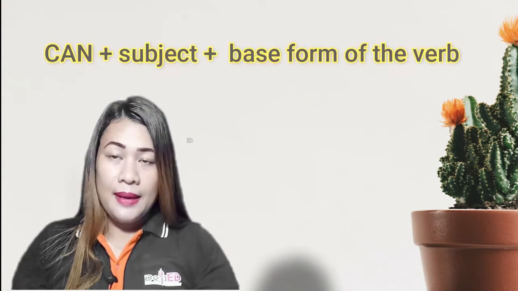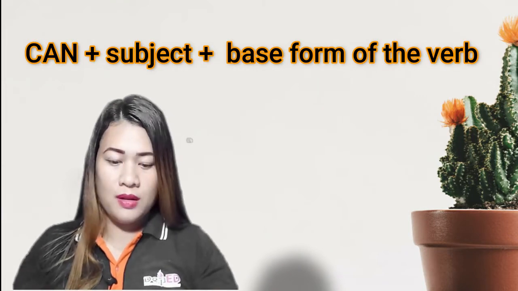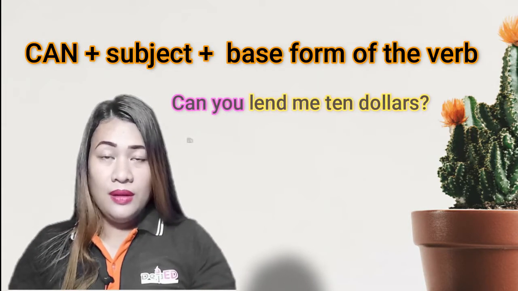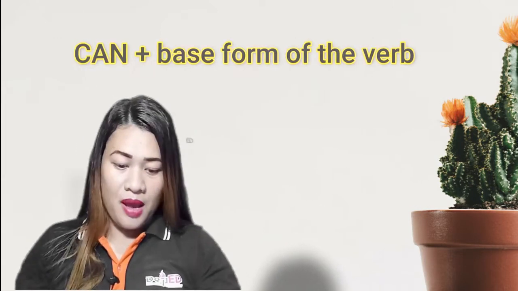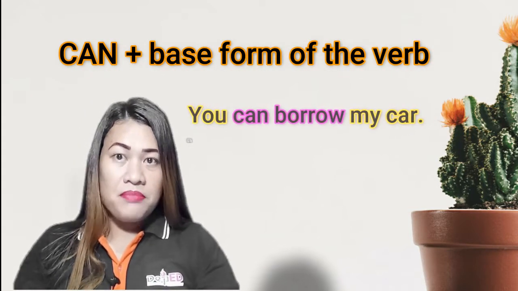We can also use the modal can that expresses asking permission, or giving permission. The combination, if you're going to construct it in a sentence, is can plus subject plus base form of the verb. That is informal. Example: can you lend me $10? You can also use can plus base form of the verb. You can borrow my car.